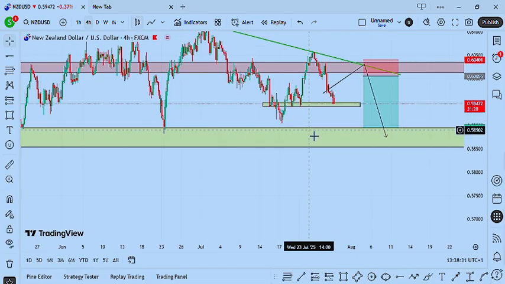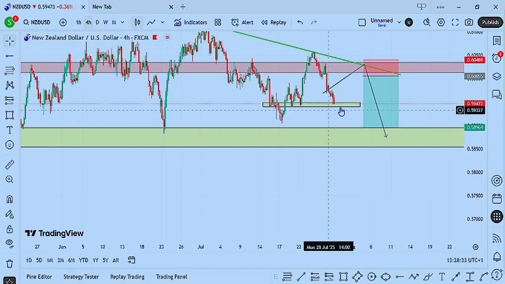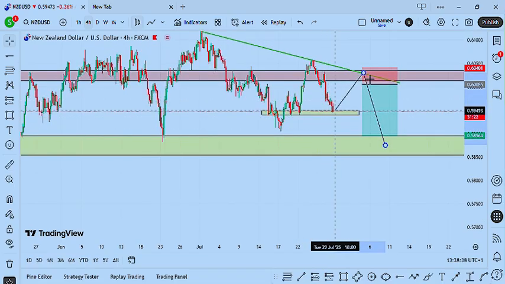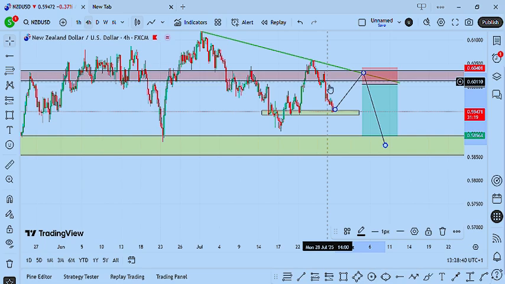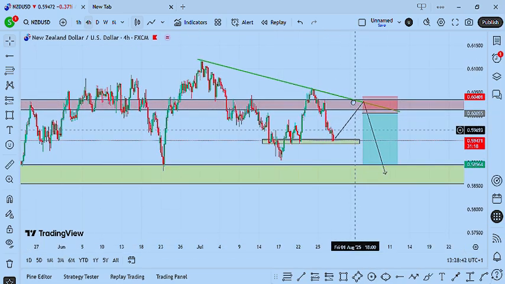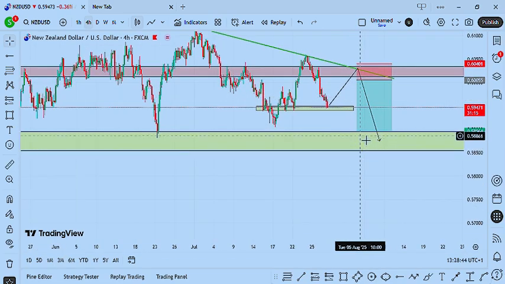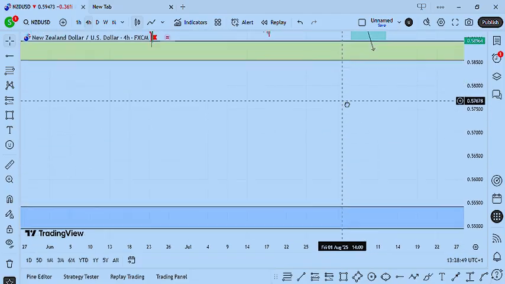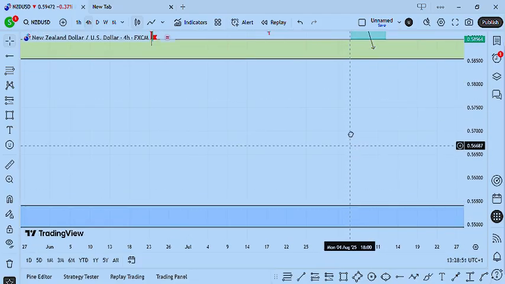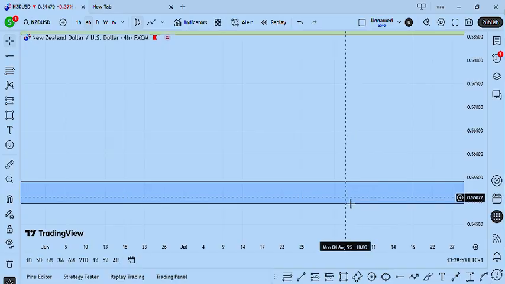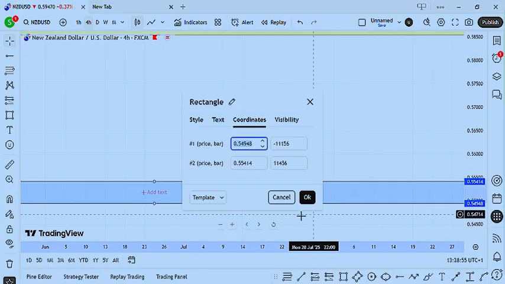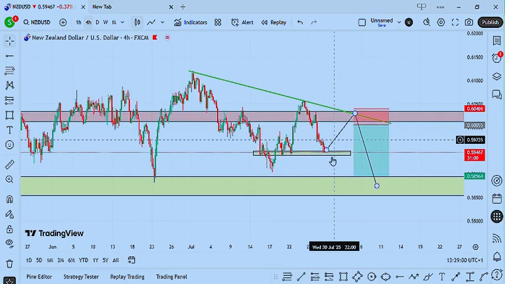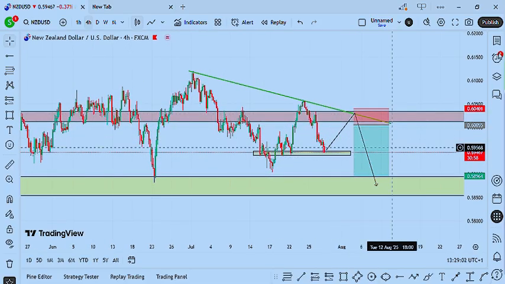For the New Zealand market, we'll be looking for a sell trade if the price struggles to push back into this 4-hour supply area. The first profit target will be right here at this demand area. My overall target that I'm aiming for is right here. This is an institutional support area. Let's see what happens. If we retrace inside of here, I'll be selling.